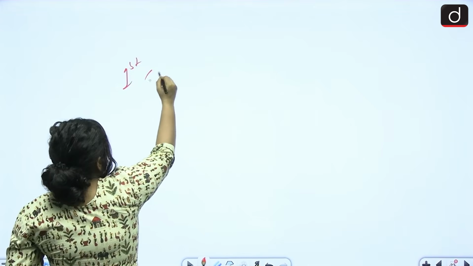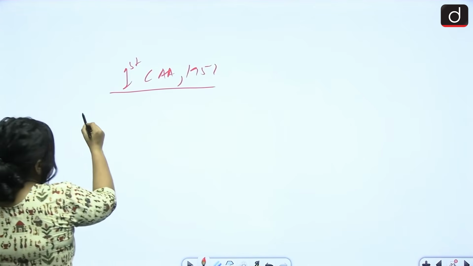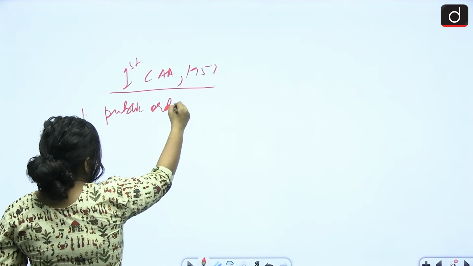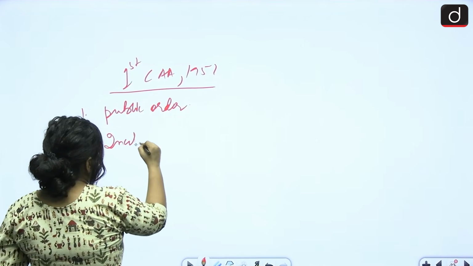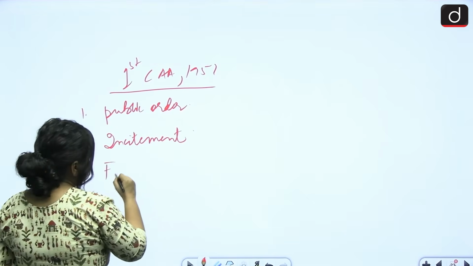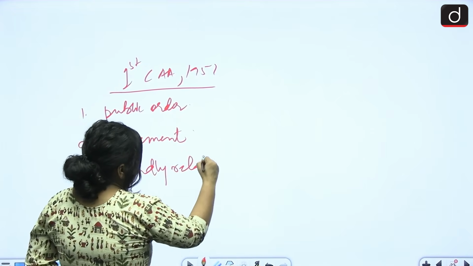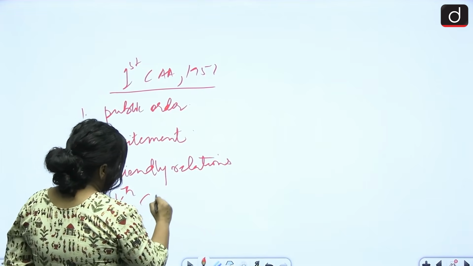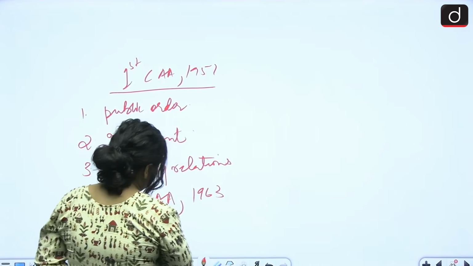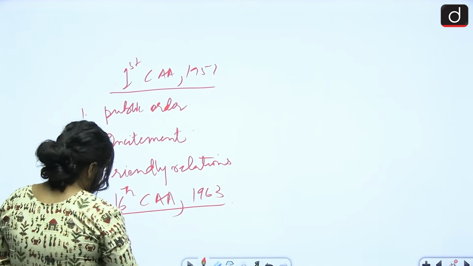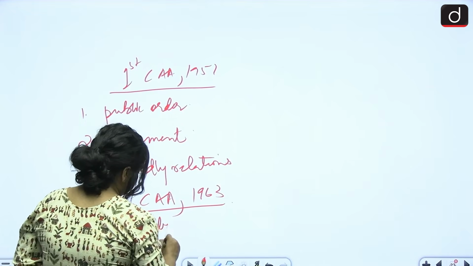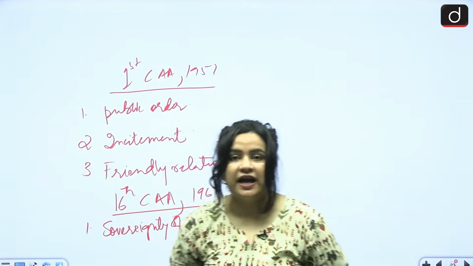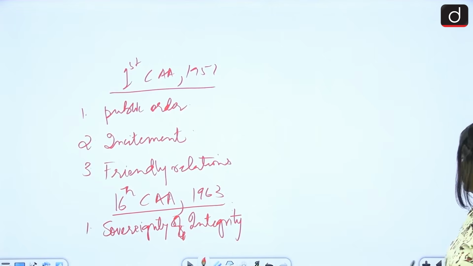By the First Constitutional Amendment Act of 1951, these 3 were added. Which all? Public order, incitement to an offence, and friendly relations with foreign states. Then again, by another Constitutional Amendment Act, the 16th Constitutional Amendment Act of 1963, another one was added, which was sovereignty and integrity of India. So these are the restrictions that have been imposed on the right to freedom of speech and expression, and these 4 are the ones that were added later on by means of Constitution Amendment Acts.